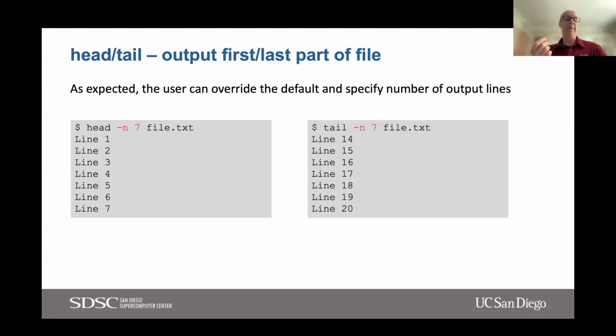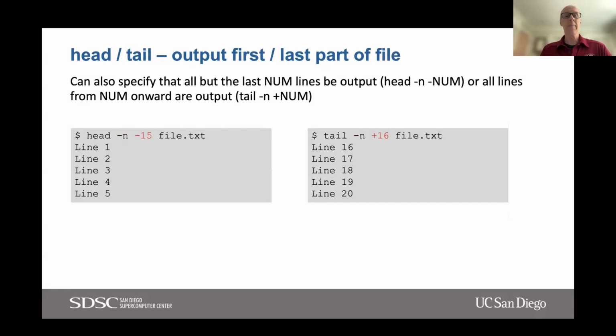As you would expect, the user can override the default and specify the number of output lines. So here I use the option -n7 to list the first 7 lines in the file. And then with tail, likewise, I do -n7 to list the last 7 lines. You can also specify that all but the last certain number of lines be output.